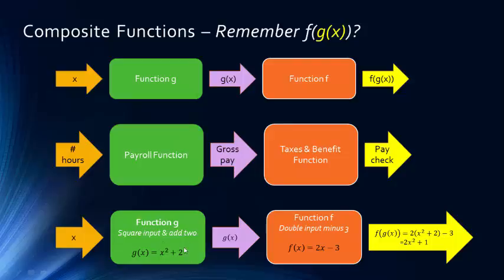But remember, when we have a composite function, wherever we have an x in this outer function, we're going to put the inner function, which is the g of x. Or you can see here x squared plus 2. So we substitute in x squared plus 2, always in parentheses, and then subtract the 3. And we can reduce this by just doing the algebra. Okay?